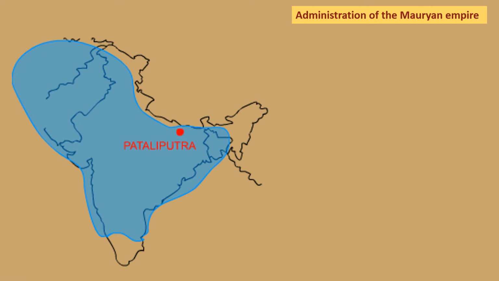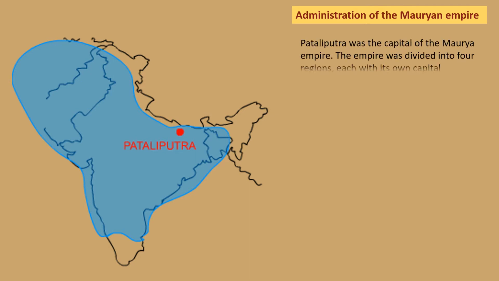Let us now learn about the administration during the Maurya period. Patliputra was the capital of the Maurya Empire. The empire was divided into four regions, each with its own capital, just as we have states and capitals today. This made the administration of the kingdom easy. The four divisions were as follows.